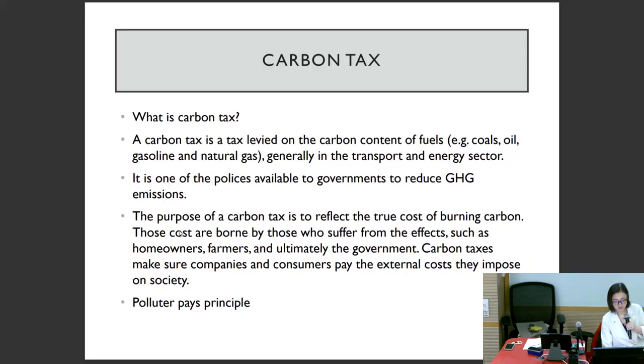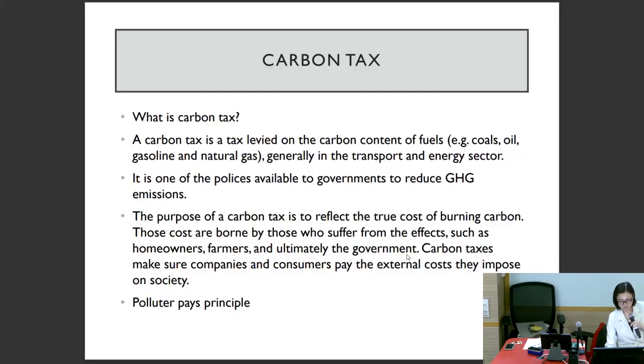The purpose of carbon tax is to reflect the true cost of burning carbon. Those costs are borne by those who suffer from the effects, such as the homeowners, farmers, and ultimately the government. By burning fossil fuel and releasing carbon emissions to the atmosphere, there will be certain environmental impact. The impact may affect the homeowners, may affect the farmers, maybe affect the harvest of certain kinds of crops, and ultimately affect the government income. So these impacts will be internalized into the carbon content of the fuels.